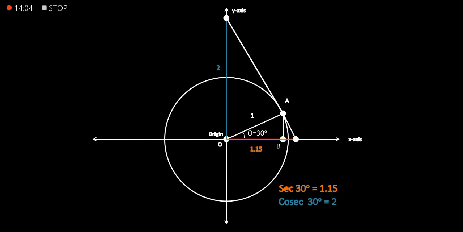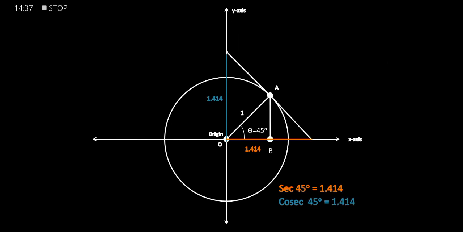In this figure, the length of the orange line is equal to 1.15. It represents secant of angle. Angle is 30 degree here. So secant of 30 degree is equal to 1.15. The length of the sea green line is double the radius of the circle. It is equal to 2 units. So cosecant of 30 degree is equal to 2, which is the length of the sea green line.